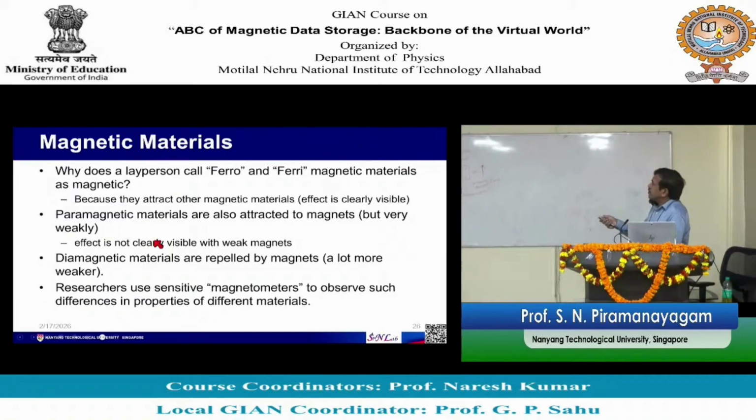So, as I mentioned, you can just check whether a material is ferro or ferri just by seeing whether it gets attracted or not. The effect is very clearly visible, but paramagnetic materials, their attraction is very weak, and diamagnetic material, their repulsion also is very weak. So, if you want to find out whether a material is ferromagnetic or paramagnetic or diamagnetic, we need to use some sort of magnetometers to observe the different properties.